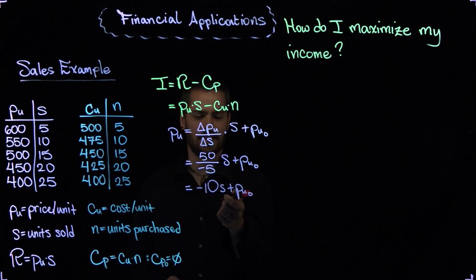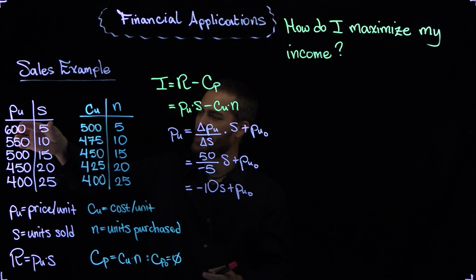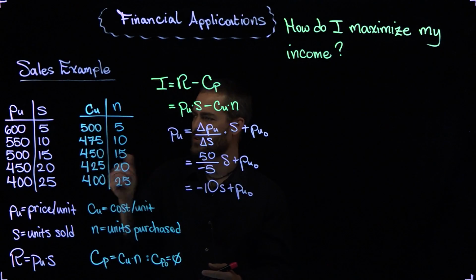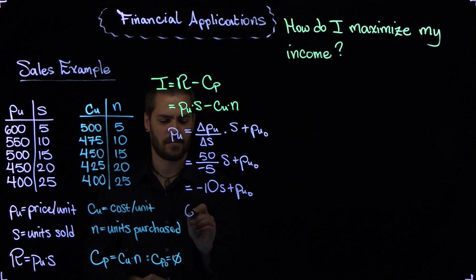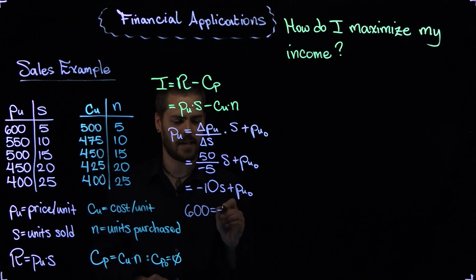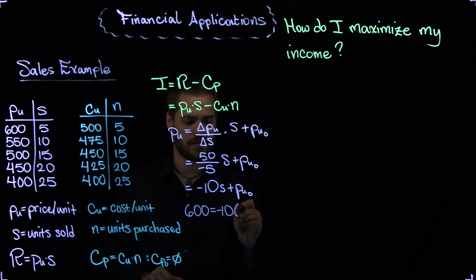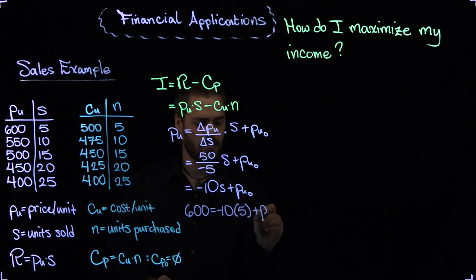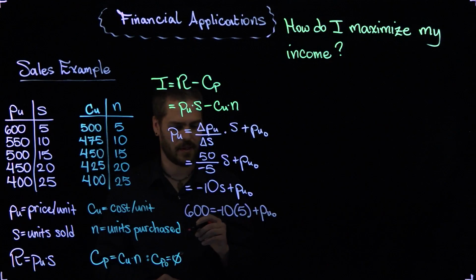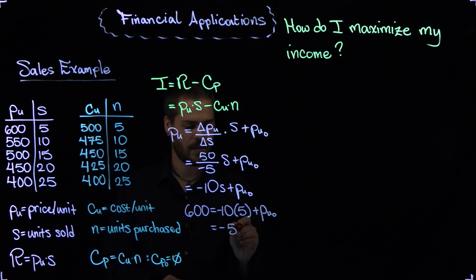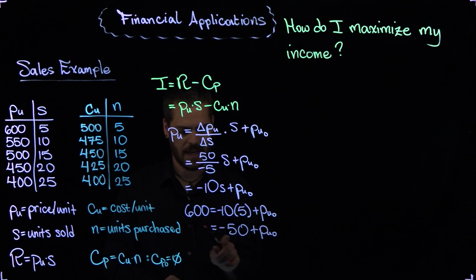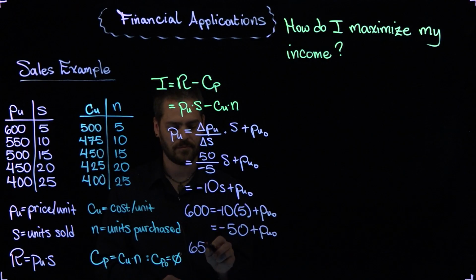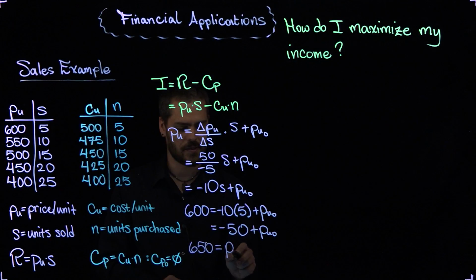And how do I find the initial amount? I can just plug in any set of values from this table that I already know. So I'll just start with the first one. Let this be 600 equal to negative 10 times, I have to put in the corresponding S value of 5, plus this initial value on the end. This gives me negative 50 plus this initial value. And what I'm trying to do right now is find this initial value. And I have enough information. Add 50 to both sides of this equation. 650 is equal to the initial value here.